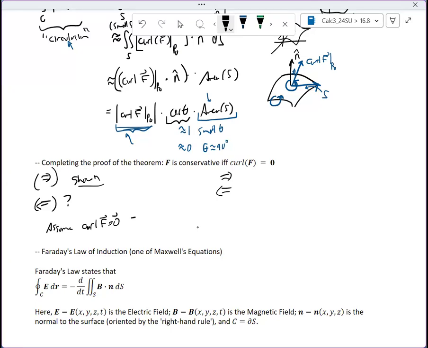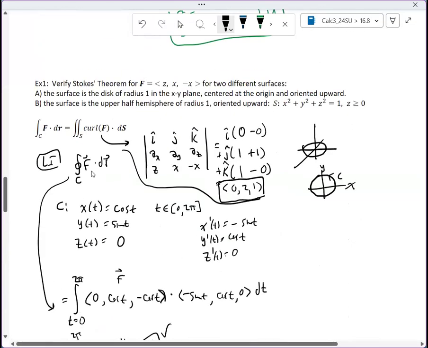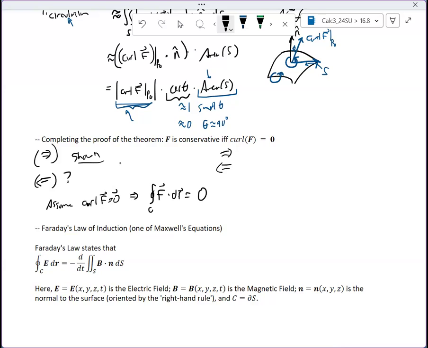Then what do I have? Well, the line integral around a closed curve, F dot dr, well, by Stokes, that's the surface integral of the curl of F dot dS, but curl of F is the 0 vector. So that surface integral is just always 0. But there's nothing special about it, I didn't choose a specific closed curve. This is really true for any closed curve.